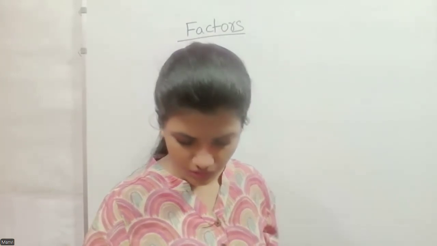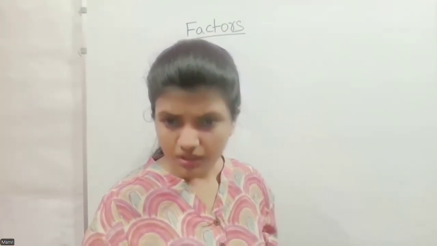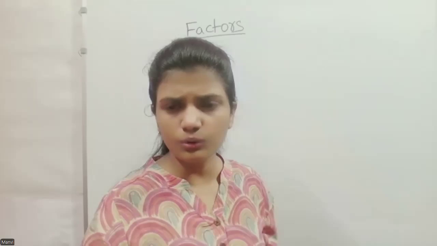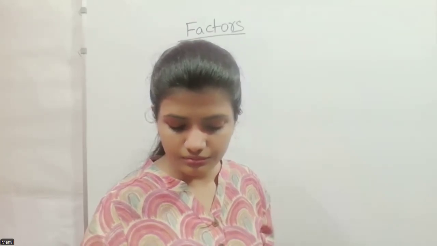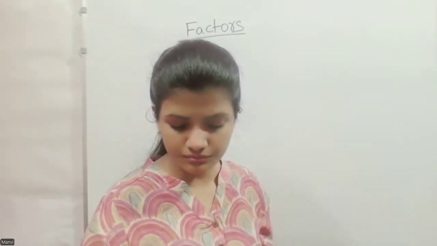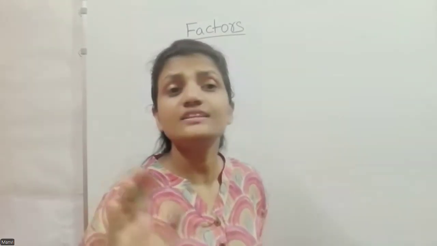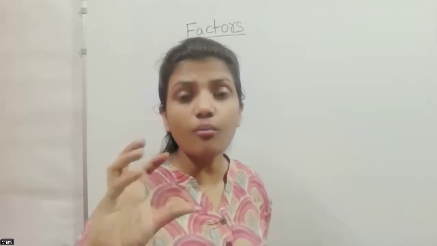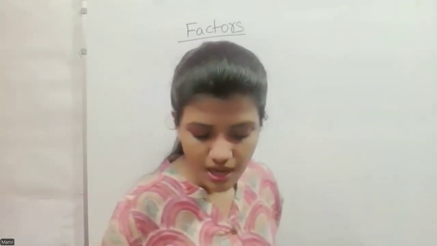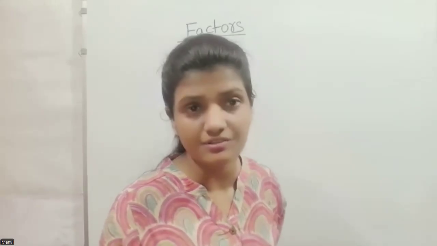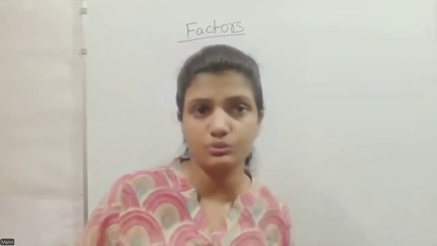Rayans, what's the question? Just write the common factor, you don't need to write the whole thing. The question says write down the common factor of 8 and 12. Just tell me the common factor, not the factors of both 8 and 12. The question is asking to write down the common factor. It doesn't say to write down the factors of these two. Yeah, just the common factor only.